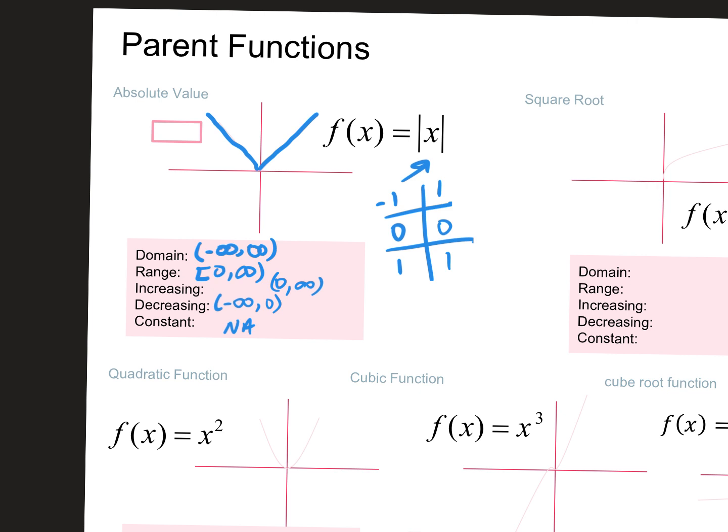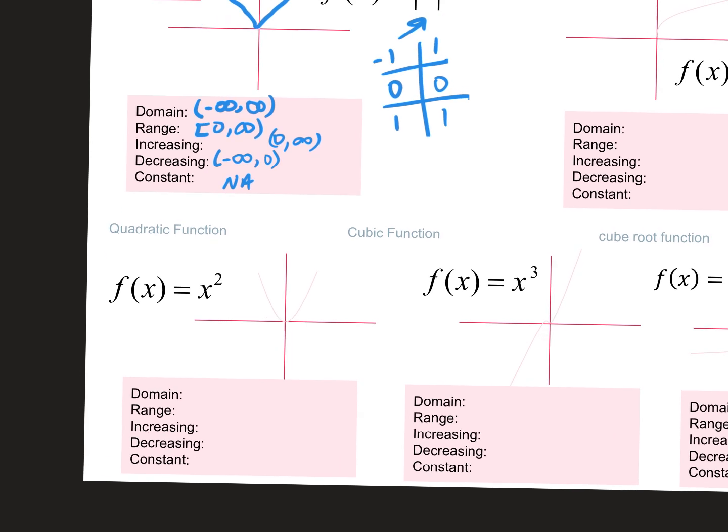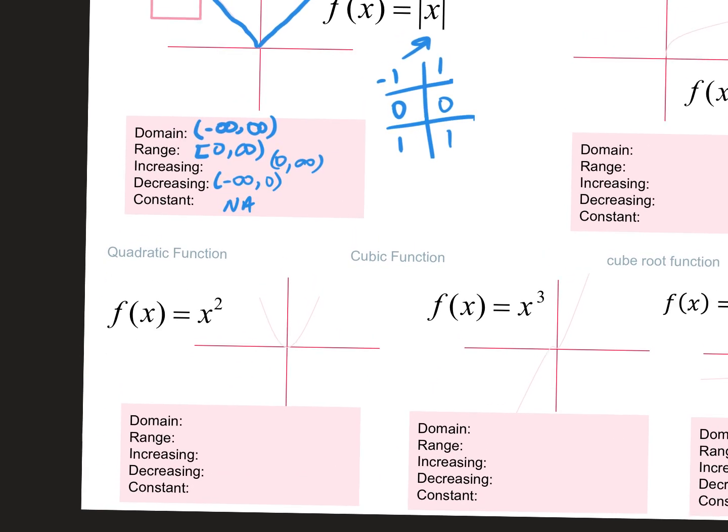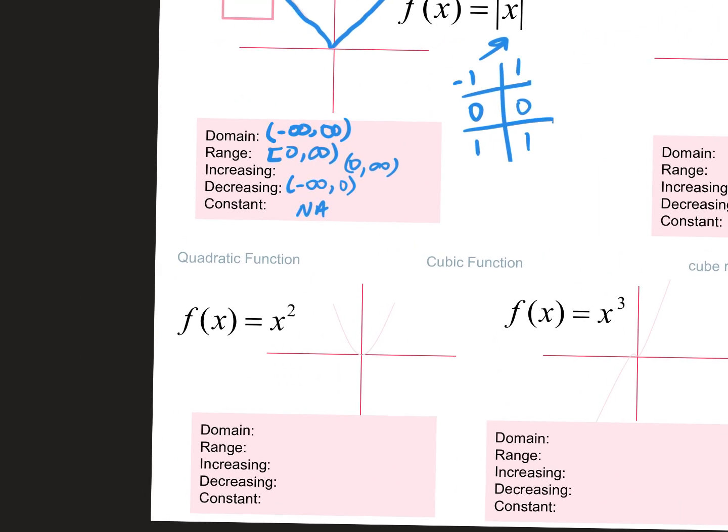Absolute value graph is going to make a V. Now again, we're going to talk in a minute about how it can be shifted up, down, left, right, flipped over the X, flipped over the Y, that sort of a thing. But your parent function for absolute value is just a V. All right, sound good? All right, I'm going to move down here to quadratic. Quadratic is x squared. You guys are familiar with this. This is called a parabola.